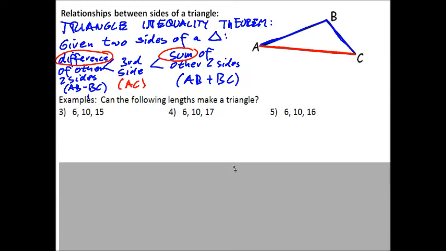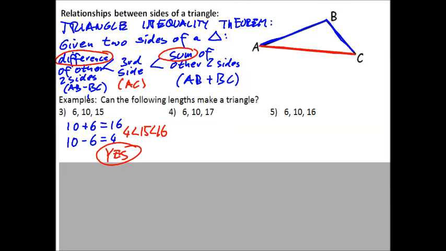Can the following lengths make a triangle? Example 3, we got 6, 10, and 15. Well, let's try it out. 10 plus 6 is 16. 10 minus 6 is 4. And clearly, the third side 15 is greater than 4 and less than 16. So our answer is yes.